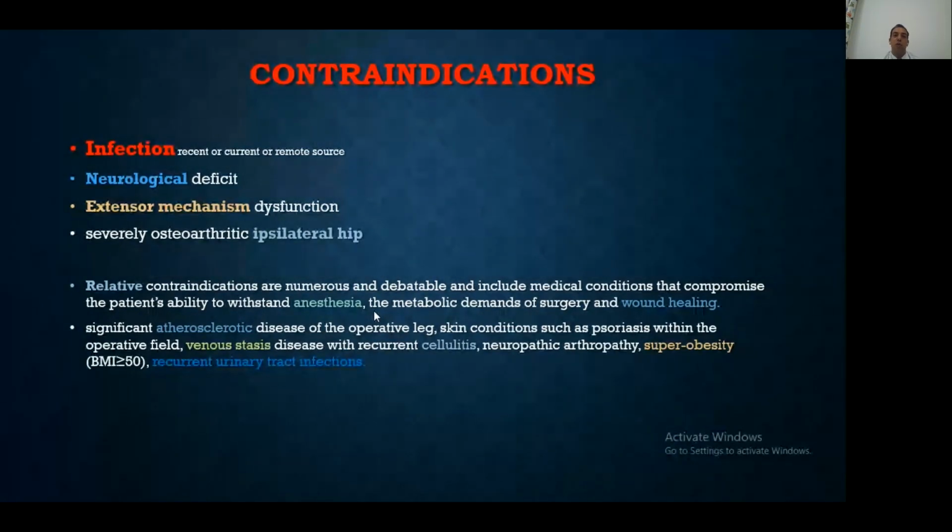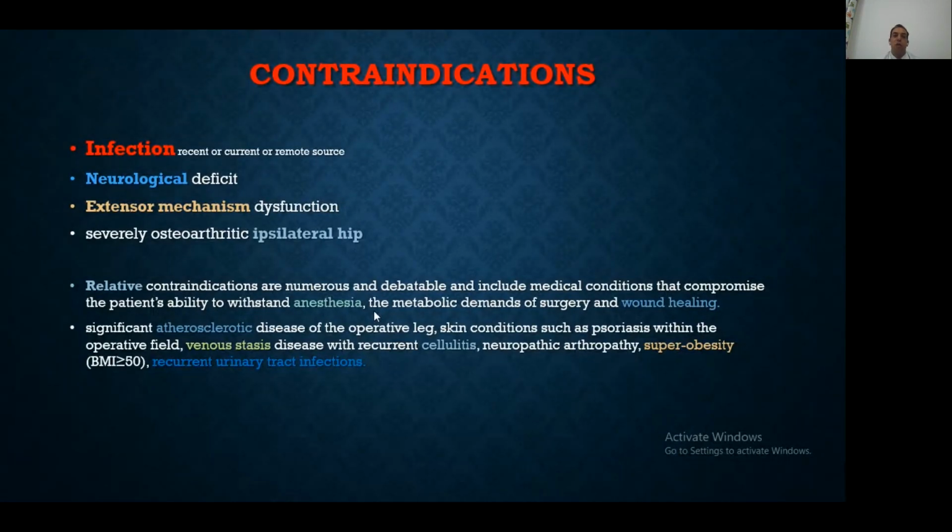Also, we will not do total knee arthroplasty in a patient with a lower limb neurological problem, like any paralysis or any weakness, or even other concomitant problems like sciatica or something else. We cannot do total knee. We have to treat that first if it's treatable.